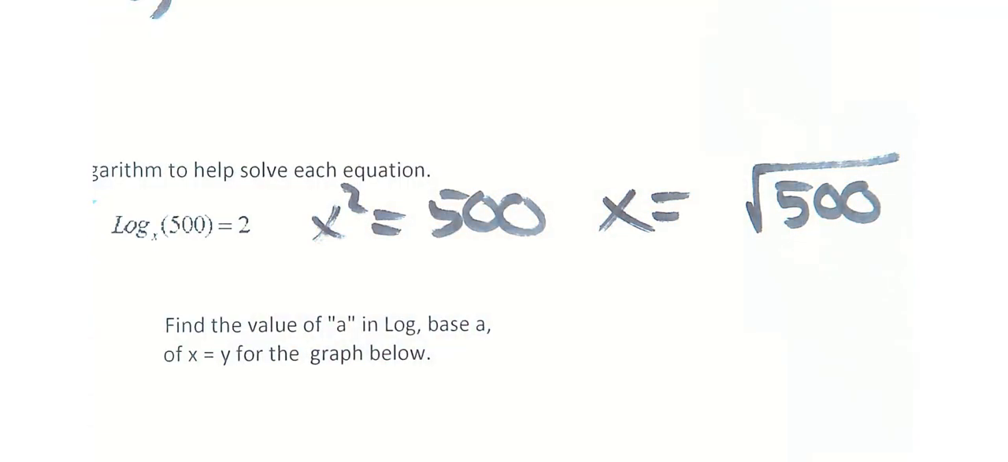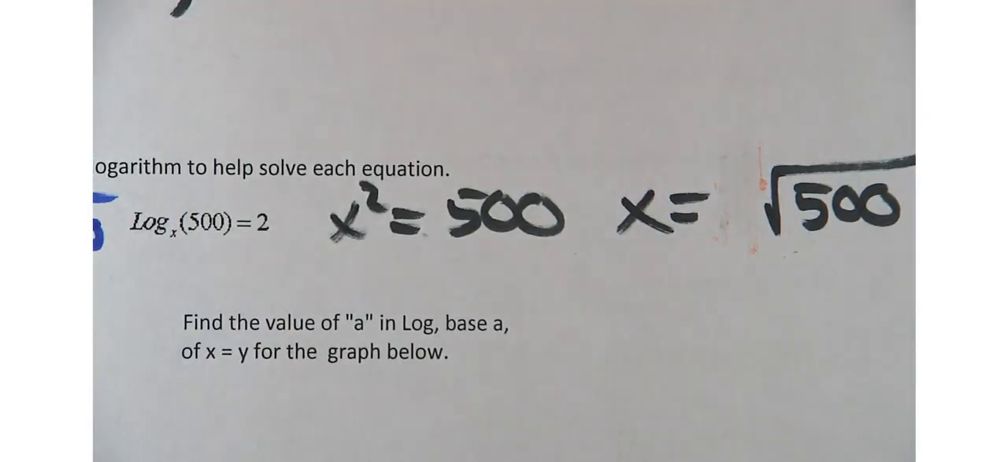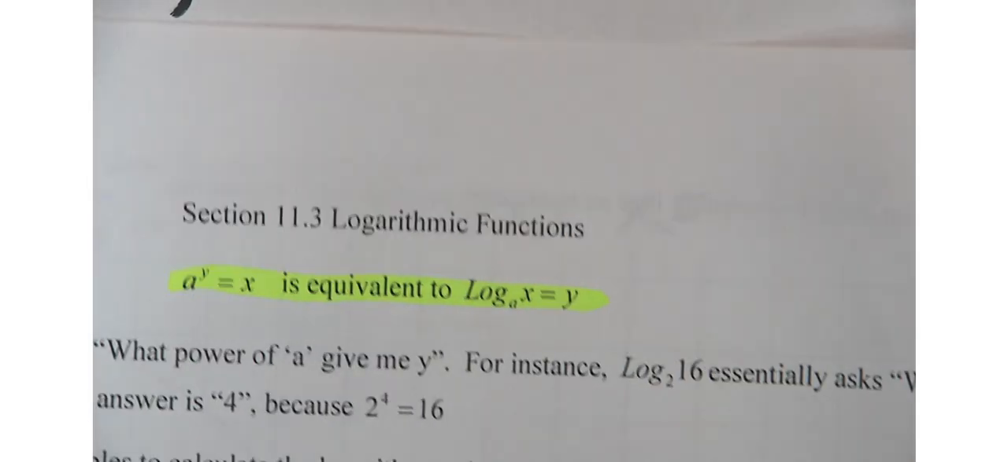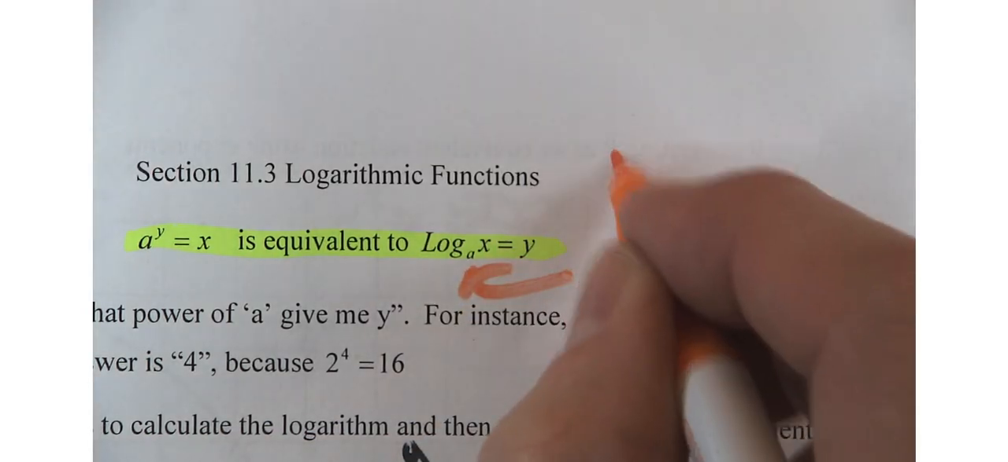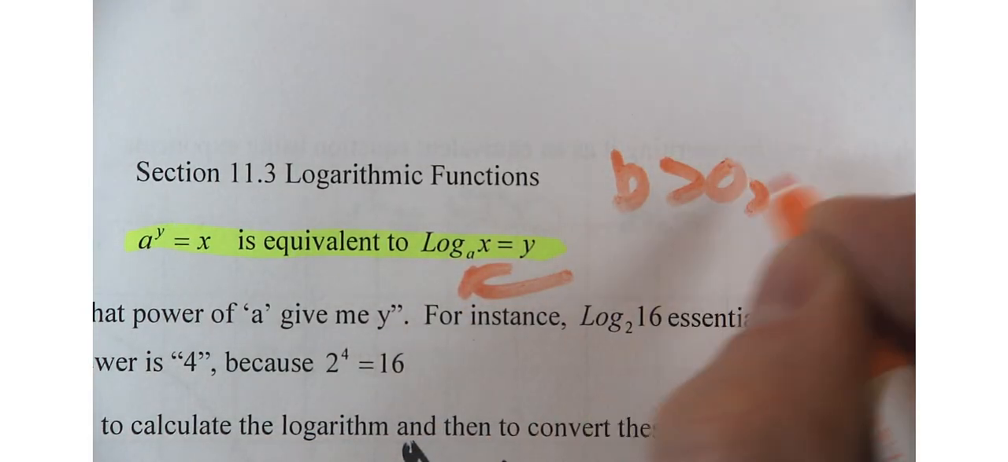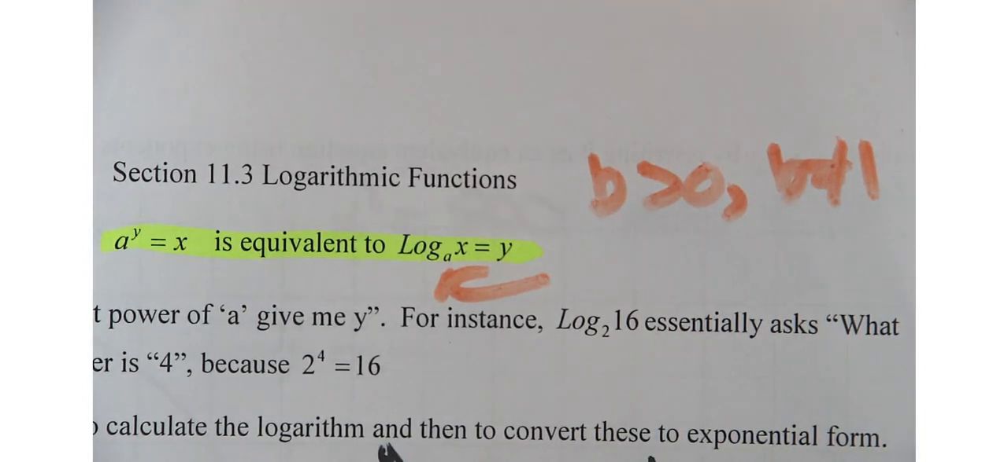The base of the logarithm has to be positive. So maybe I should add that back here. I think I might already have it. Maybe not. The base has to be greater than 0 and different than 1. So that's a little fact that you need to know about your logarithms.